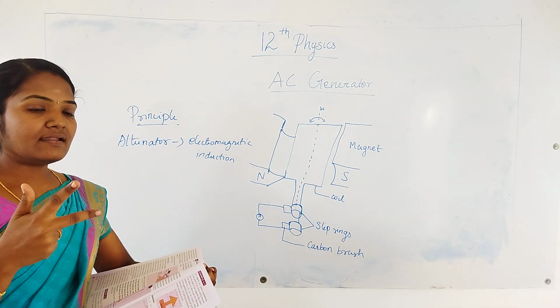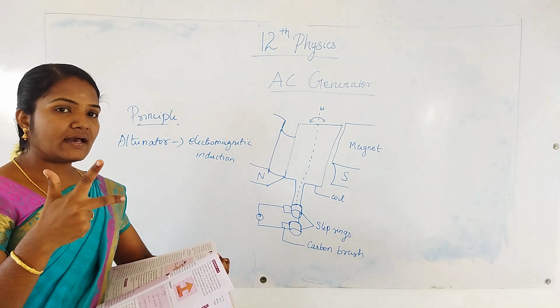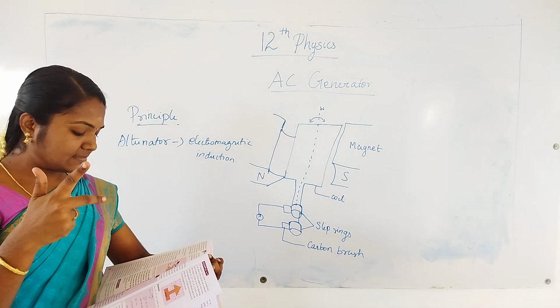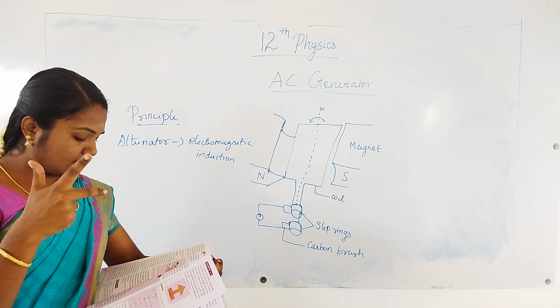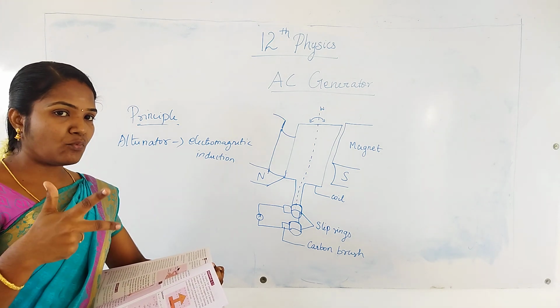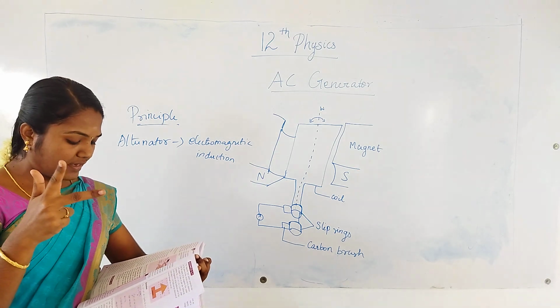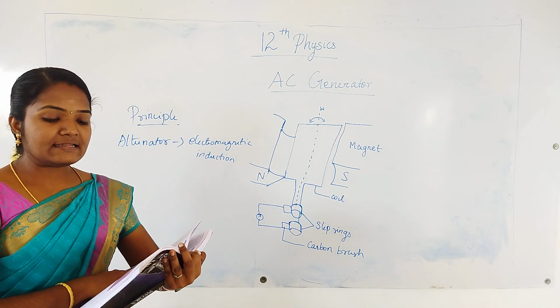Take the right hand and stretch the fingers in a perpendicular direction: the thumb, the index finger and the middle finger. Here the index finger points in the direction of the magnetic field, and the thumb indicates the direction of motion of the electric conductor. Then the middle finger indicates the direction of induced current. This is Fleming's right hand rule.